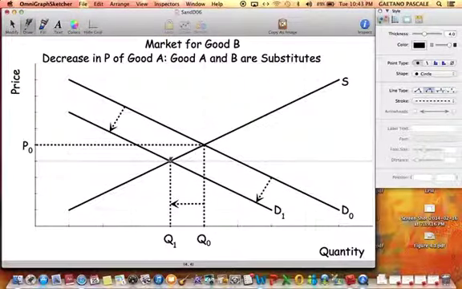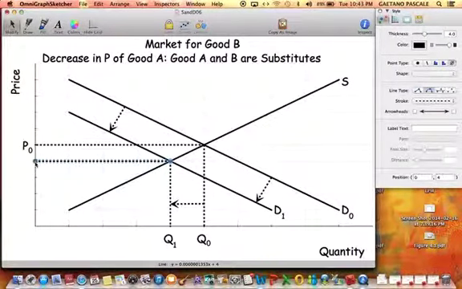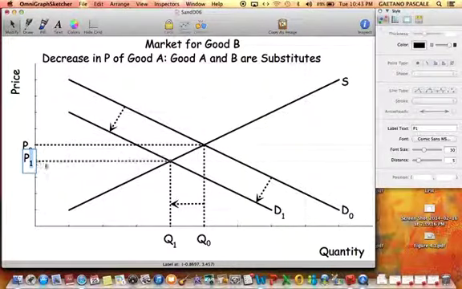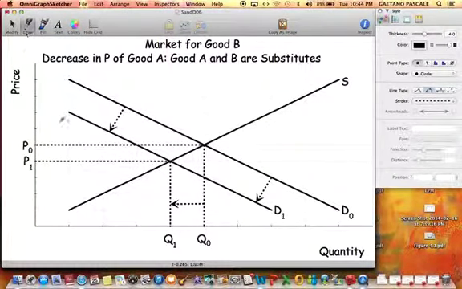How do we determine what the equilibrium price is? We go to the same equilibrium point where D1 intersects S and we go straight across to the price axis. And that gives us the new equilibrium price, and we will call this P1. And again, if you like, you could put an arrow in, explicitly showing what happens to the price.